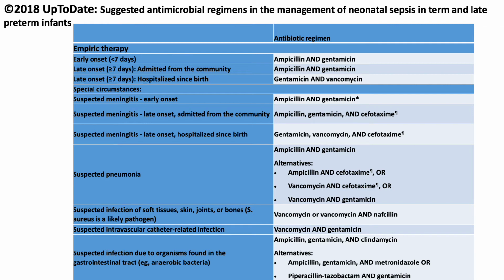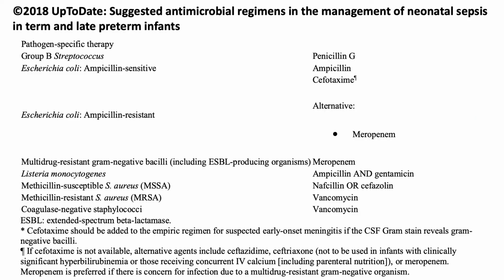Suspected infection due to organisms found in the GIT, these are usually anaerobic organisms, we should start either ampicillin, gentamicin, and metronidazole, or piperacillin, tazobactam, and gentamicin. These are the suggested antimicrobial agents in the management of neonatal sepsis in term and late preterm infants. According to the culture, once the culture appears, blood culture, CSF culture, then we can give antibiotic according to the specific pathogen.